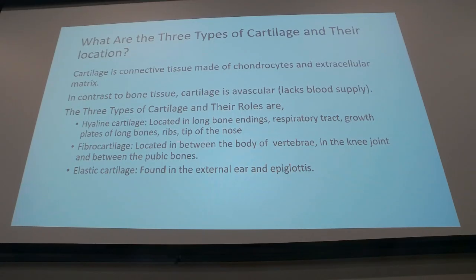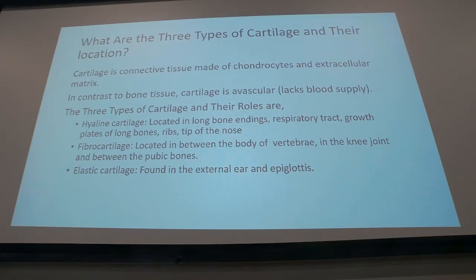And then we have it in the ribs, the connecting part between the bone tissue itself and the sternum, which is made out of hyaline cartilage. The tip of the nose, if you want to know what the consistency is, just press a little bit on the tip of the nose with your index finger. It's not as hard as fibrocartilage, but it's not as soft as elastic.